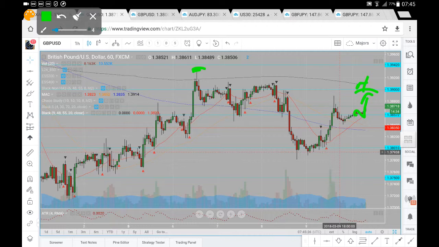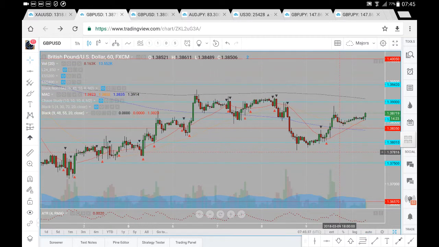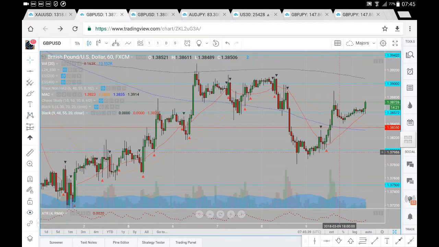If, however, we do continue above this 139, we are looking for price to head towards that 139.42. Break from which we're looking for price to head up towards that 140.05. Yep, 140.05 level.